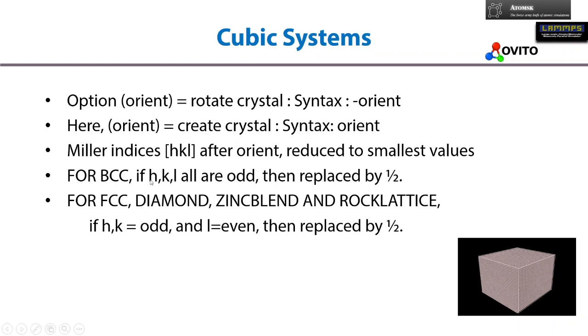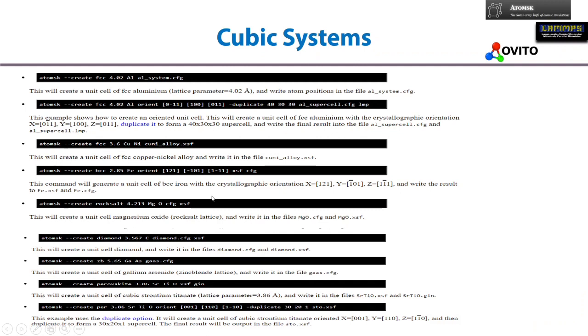Particularly for BCC, if HKL are odd then it is replaced by half. That means if you have 357, after reducing it to the smallest values an extra half is multiplied. So why is this half multiplied? You will see that a similar case happens for FCC, diamond, zinc blende and rock salt lattices, where if H and K are odd and L is even then it will be replaced by half. So why does this half come? It comes mainly because of the symmetry that is formed by these two kinds of structures. You can find the derivation online. I will not go into that.